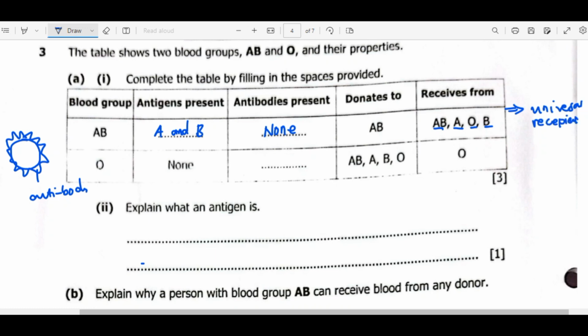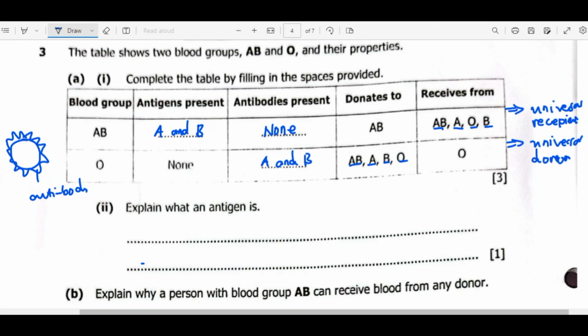Right, we move on to blood group O. The antigens are absent, that's why we have none. What of the antibodies? So we have the antibody A and B. And because of the absence of antigens, blood group O can donate to AB, A, B, O, thus known as the universal donor. So let's hope you are getting the picture of why they are called universal recipient or universal donor. It's due to what is present and absent.